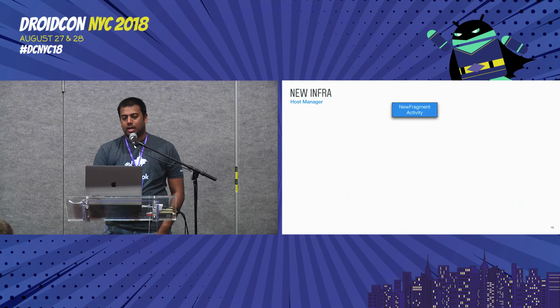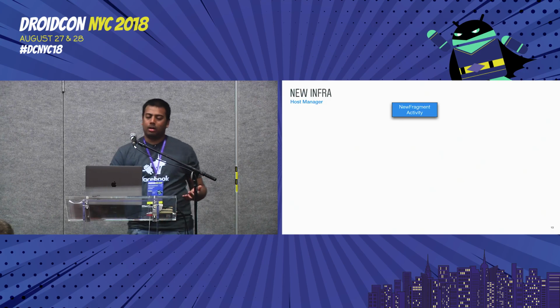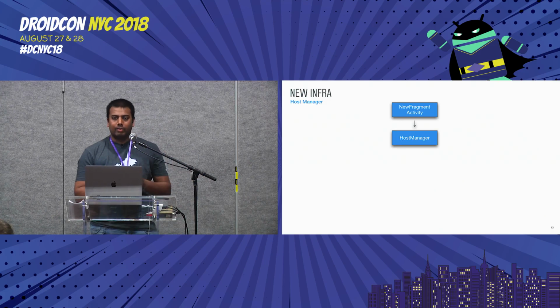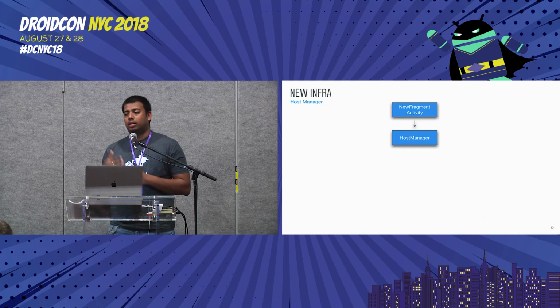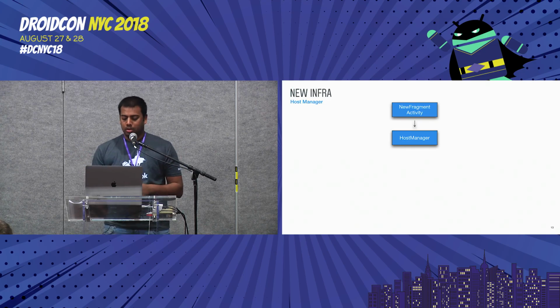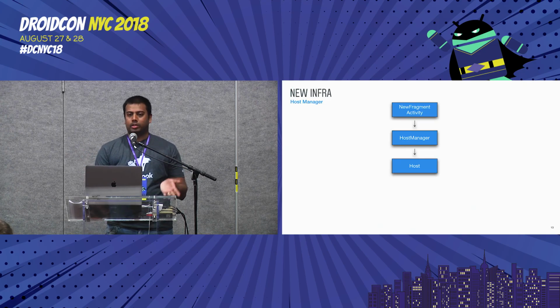So what happens is the new fragment activity we created starts sending events. Let's say on create, it dispatches an event to the host manager saying, hey, I'm created. On resume, it does the same. On stop, on destroy. For all the lifecycle events, it just tells the host manager, hey, I'm at this state, whatever you want to do, please do it. Then the host manager talks to something called the host.